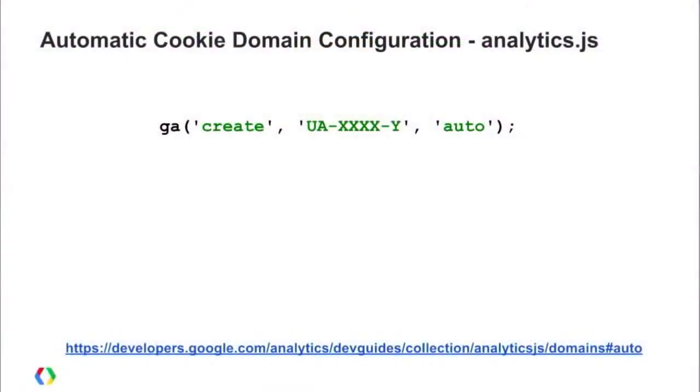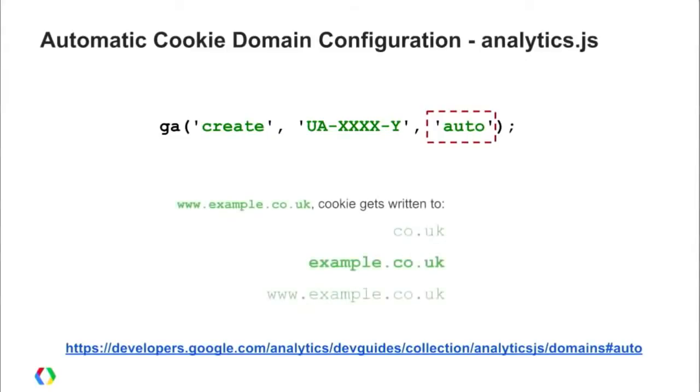Yep. We've got a couple changes to cookie domain configuration and cross-domain stuff, so we'll check it out right now. The first thing I wanted to highlight was that we now have automatic cookie domain configuration. Before, with Analytics.js or even GA.js, you had to specify what domain you wanted the cookie to be written on. Now we let you supply this auto argument for Analytics.js.